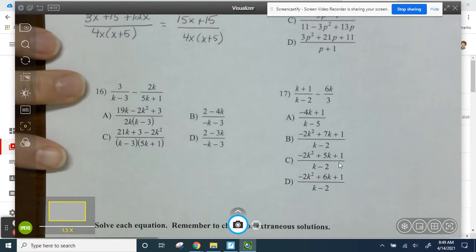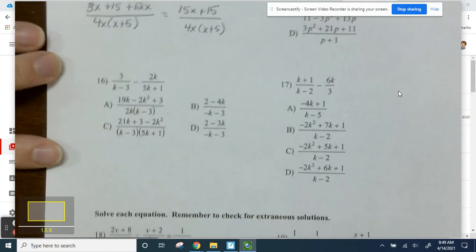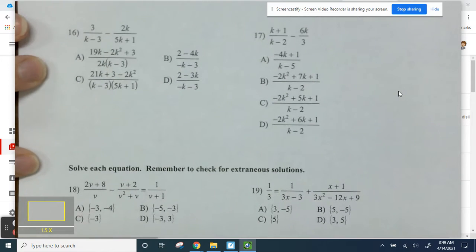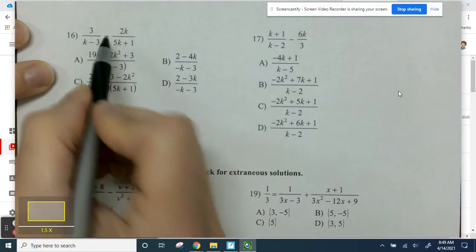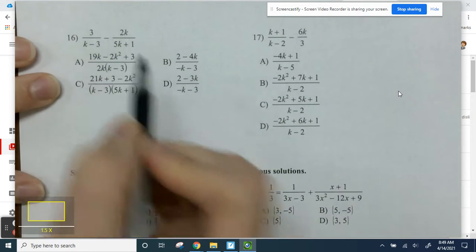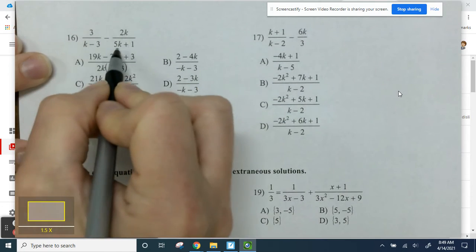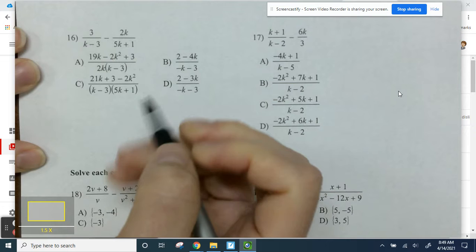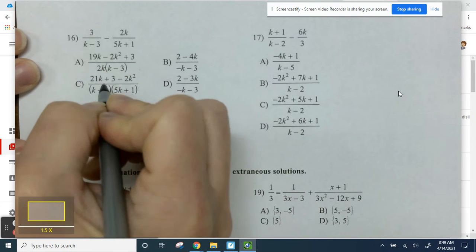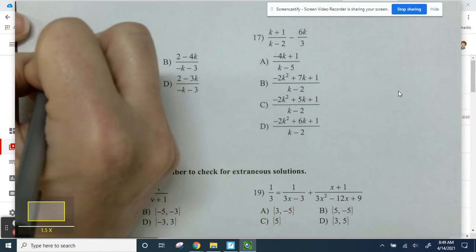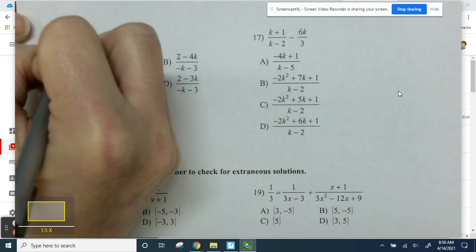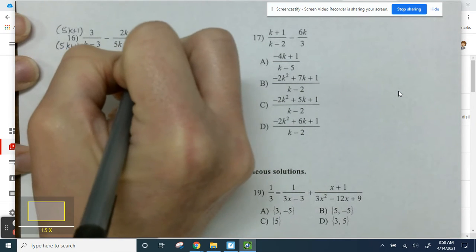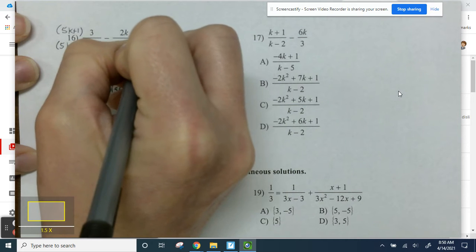Okay, so this is our last 5 problems on this unit review. So let's look at number 16. This time we're subtracting, so we still have to get a common denominator, and you'll notice this one is k minus 3 and this one is 5k plus 1. So we're going to have both of those in our common denominator. Over here we're going to multiply by 5k plus 1 on top and bottom, and on this side we're going to multiply by k minus 3 on top and bottom.